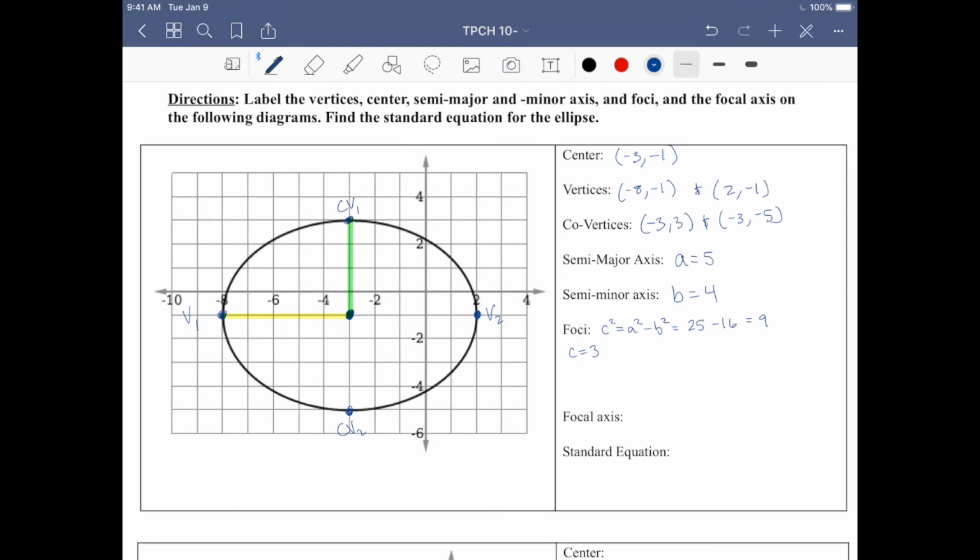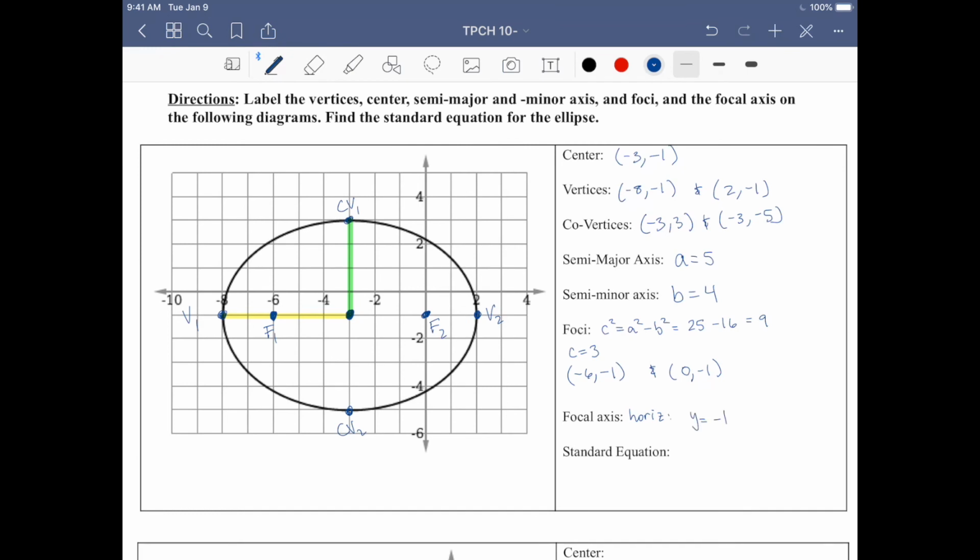From there, what I can do is count 3 units to the left of the center. So 1, 2, 3. I'll be right here. That's going to be my first focus point. And I'm going to count 3 units to the right of the center. So 1, 2, 3. And that is my second focus. So the first one is at (-6, -1), and the other is at (0, -1). So now it's asking for the focal axis. Our focal axis is horizontal, and it's actually y equals -1.